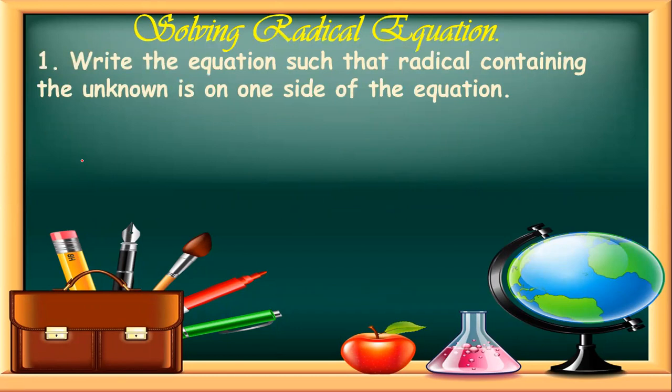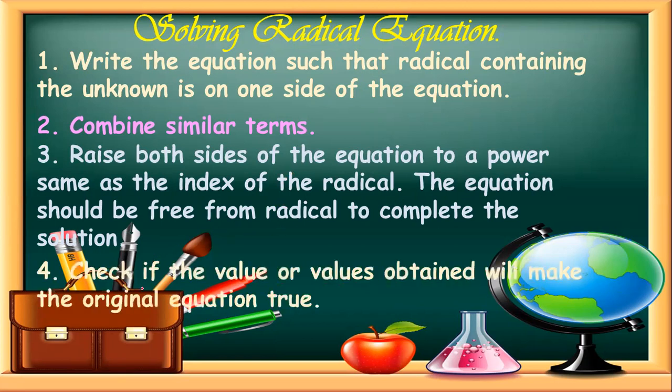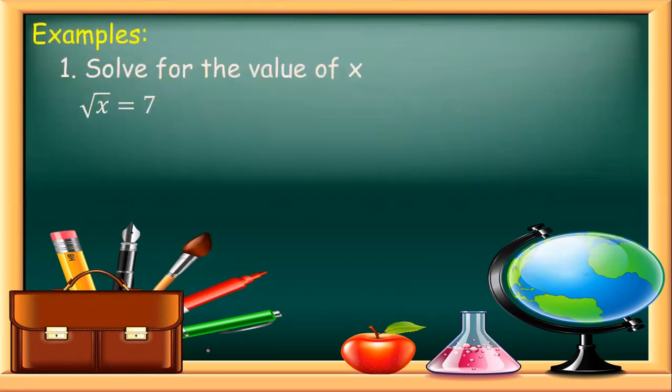Number one, write the equation such that the radical containing the unknown is on one side of the equation. Number two, combine similar terms. Then raise both sides of the equation to a power the same as the index of the radical. The equation should be free from radicals to complete the solution. Now you have to check if the value or values obtained will make the original equation true.